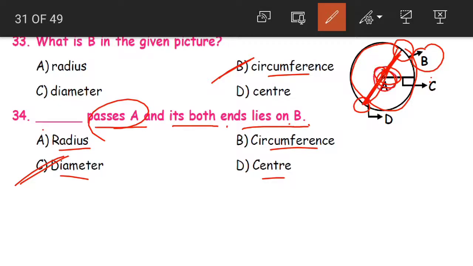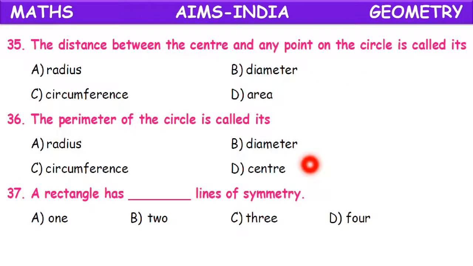It passes through the center of the circle and its endpoints lie on the circle. Now question 35, children. The distance between the center and any point on the circle is called its dash.